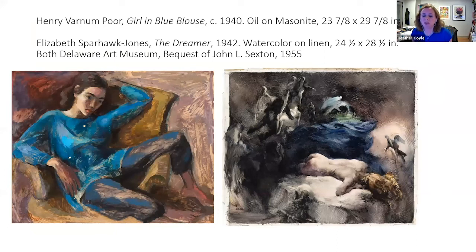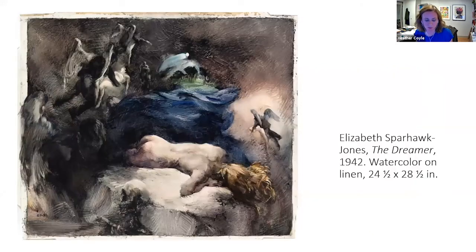In 1942, Sexton returned to buying works featuring broody women with two purchases from the Rehn Gallery. Here, Henry Varnum Poor's fairly benign Girl in Blue Blouse, and Elizabeth Sparhawk-Jones' spectacularly creepy The Dreamer. And I just have to show a bigger image of the Sparhawk-Jones. It's one of my favorite things in this collection. I have a dream of hanging it right next to the Hopper at some point.